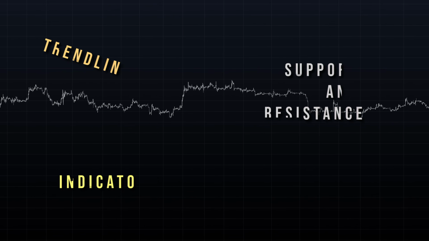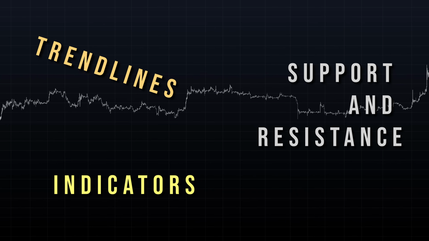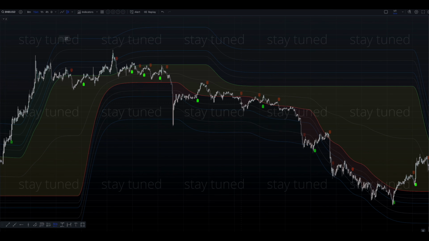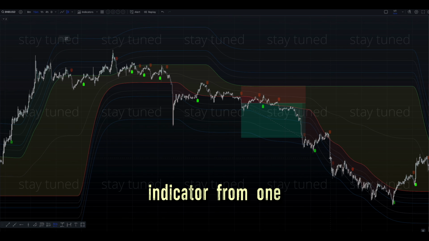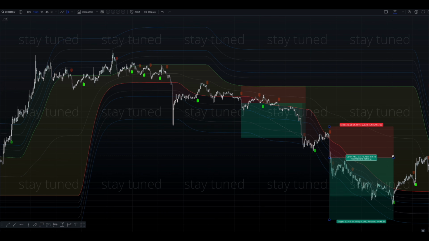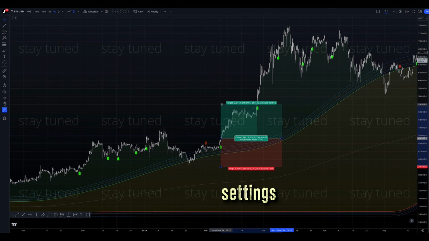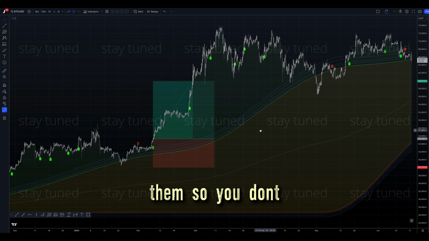There are plenty of tools out there to help avoid those dreaded choppy ranges, but today, I'm going to show you my personal favorite. And as a bonus, we'll combine it with that famous AI indicator from one of my recent videos to have a complete strategy. As always, I'll provide you with the best settings I've found after thoroughly testing them, so you don't have to waste your time.